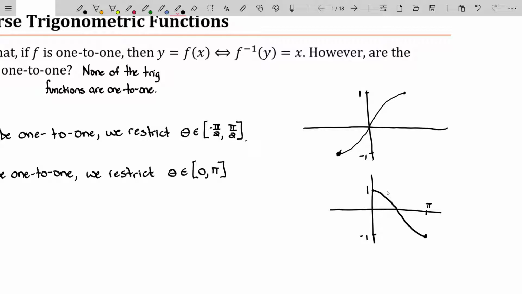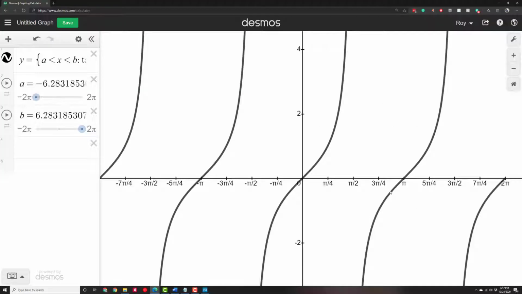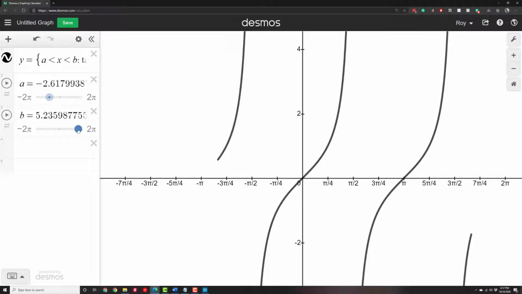Let's go ahead and do the tangent. That'll be the last one we do. Now here's the tangent. The tangent's kind of a funny function just because it has those vertical asymptotes in there. If I start erasing from the left-hand side, you'll see that no matter what, we just have a lot of these curves in here.